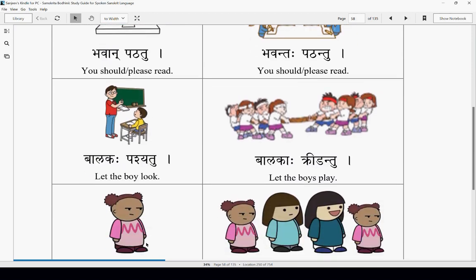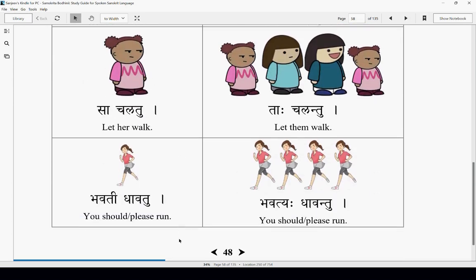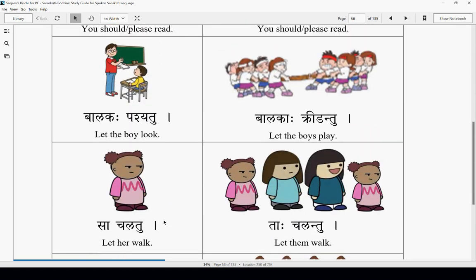Bhakaha Pidantu. Is a walk. Chalantu. Bhavati Bhavatu. You should run or you please run. Bhavatyaha Dhavantu. You should run or you please run. And it's in the plural. Dhanyavadaha. So I think these are obvious. Any question?